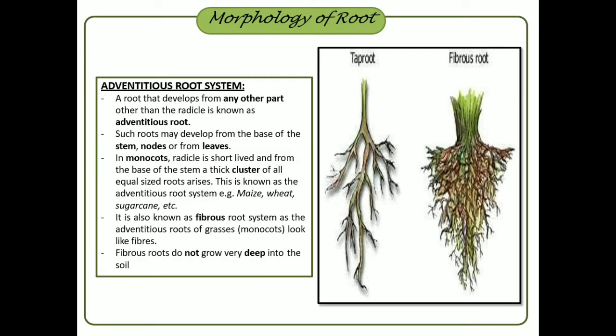In monocotyledonous plants, the primary root is short-lived and is replaced by a large number of roots. These roots originate from the base of the stem and constitute the fibrous root system, as seen in the wheat plant. In some plants, like grass, monstera and the banyan tree, roots arise from parts of the plant other than the radicle and are called adventitious roots.